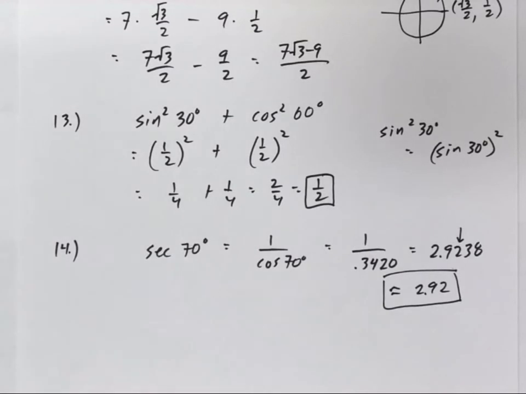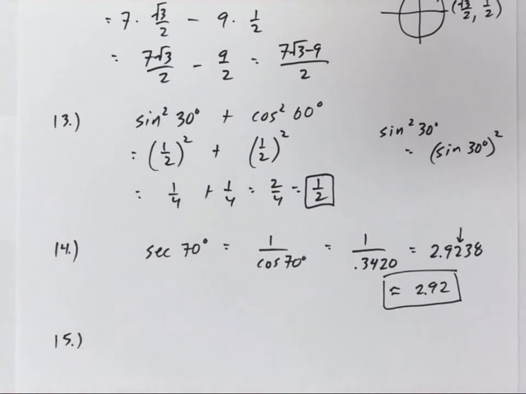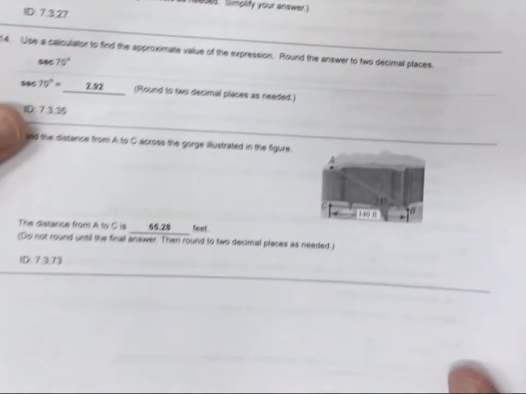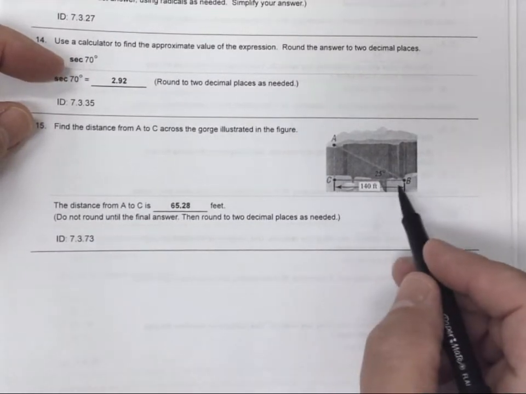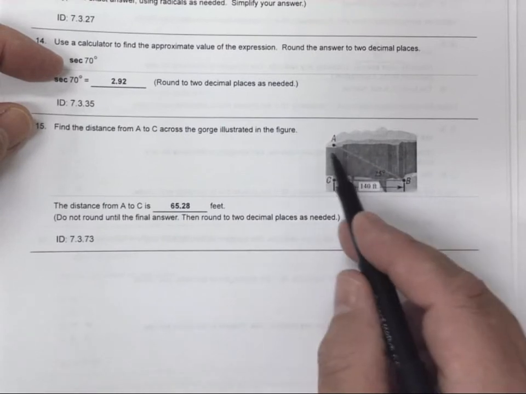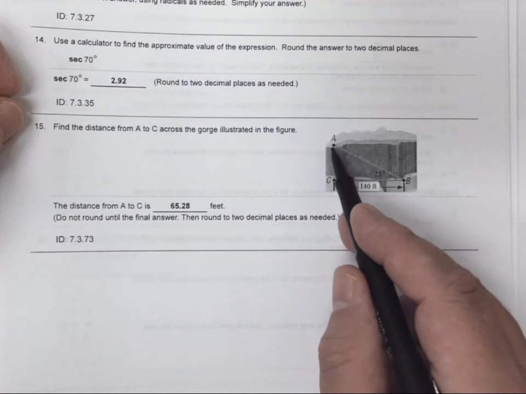All right, let me see if I want to stop or do... Let's just do one more real quick. This is almost like a story problem. Maybe I'll show it to you. Find the distance from A to C across the gorge. So if you can see here, of course you can look at your own, they give us this distance, and they give us an angle 25, and they want us to find the distance from A to C.